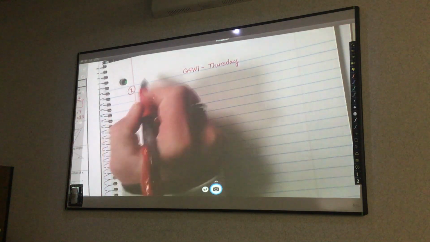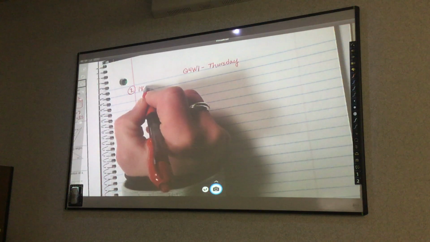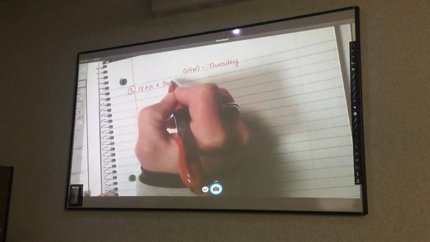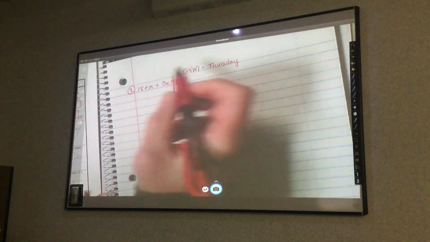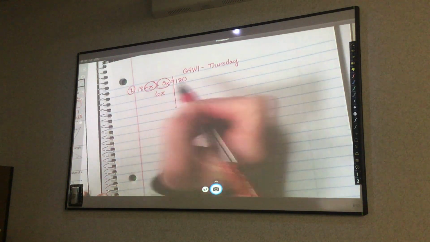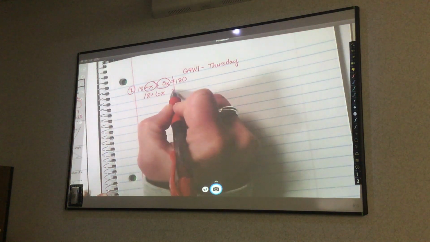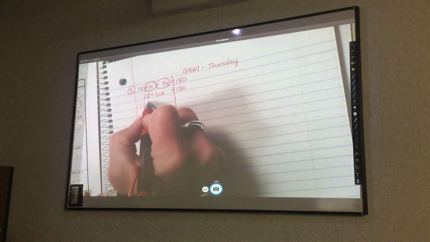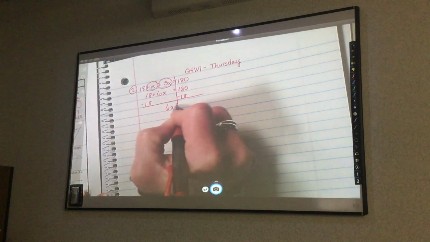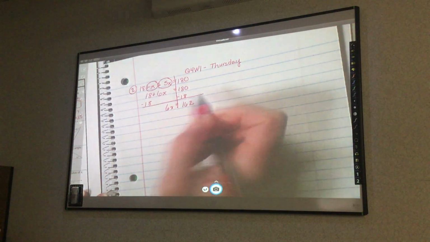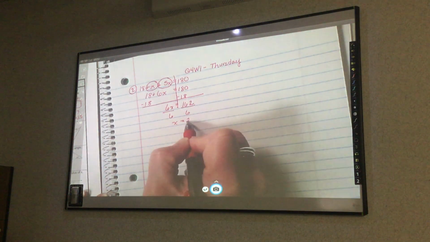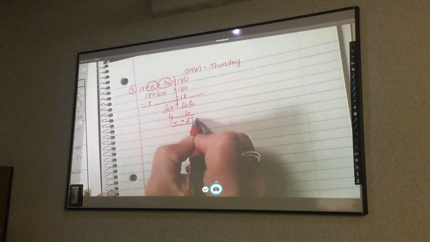Very good. So I have 18x, or excuse me, 18 plus x. Then I'm gonna add the plus 5x equals 180. Combine my like terms, which is an x and a 5x, which equals 6x. So I have 18 plus 6x equals 180. Subtract 18 from both sides. I'm left with 6x equals 162. And I divide by 6 on both sides. And x equals 27. How many have you got? 27.